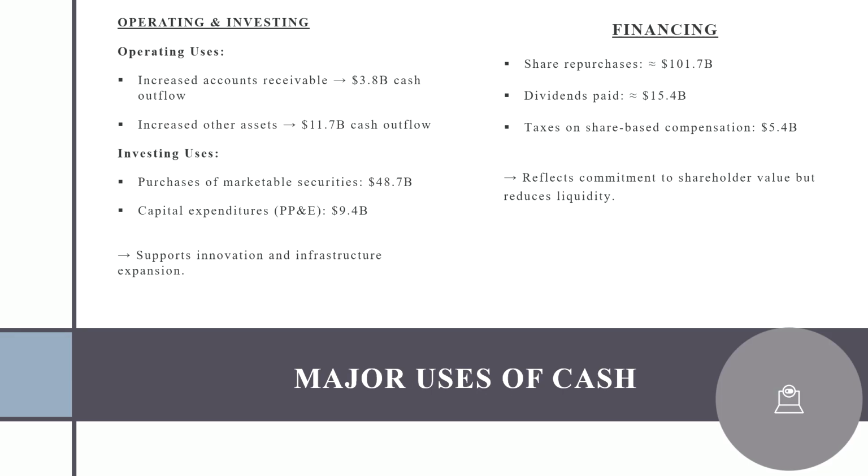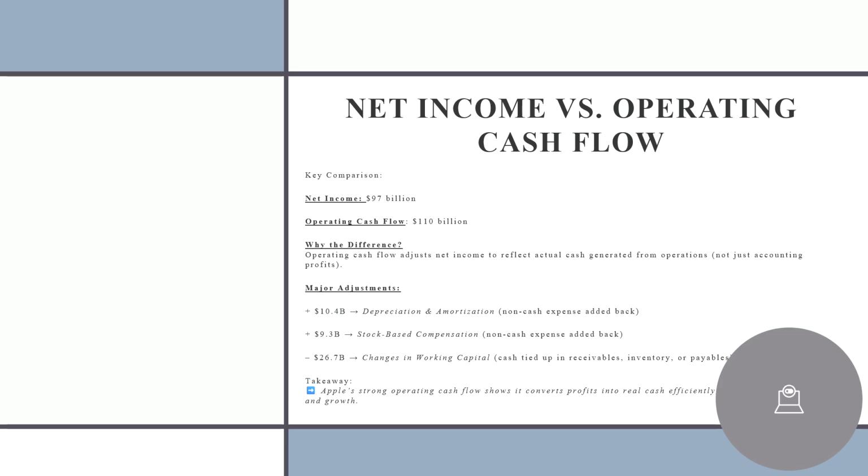Some major uses of cash are highlighted in this slide. Operating uses include increases in accounts receivable and other assets, showing higher sales activity and reinvestments in operations. Investing uses include $48.7 billion spent on marketable securities and $9.4 billion on capital expenditures to enhance infrastructure and support innovation. Overall, these outflows reflect Apple's strategy of reinvesting for growth and maintaining long-term competitiveness.